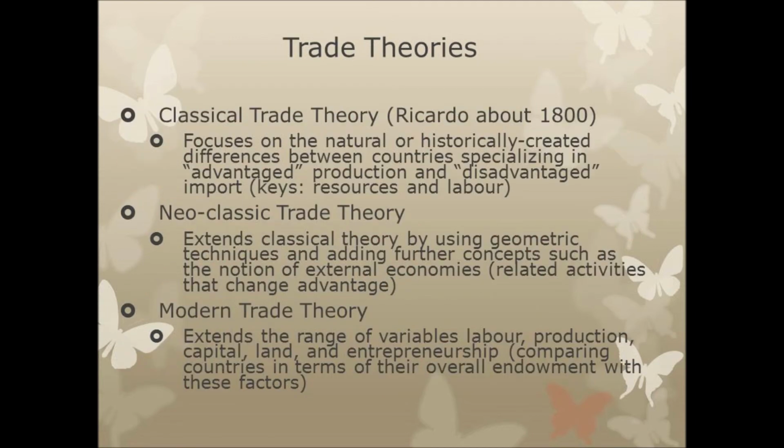Trade theory. Classical trade theory is by Ricardo, about 1800. He focuses on the natural or historically created differences between countries, specializing in advantage, production, and disadvantage in both. Then we have neoclassical trade theory. It extends classical theory by using geometric techniques and adding further concepts such as the notion of external economies. Then we have modern trade theory. It extends the range of variables, such as labor, production, capital, and entrepreneurship, of countries in terms of their overall endowment.